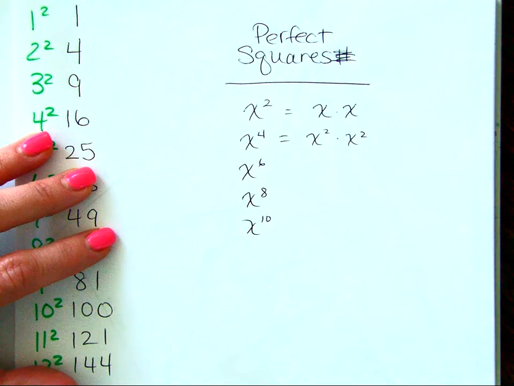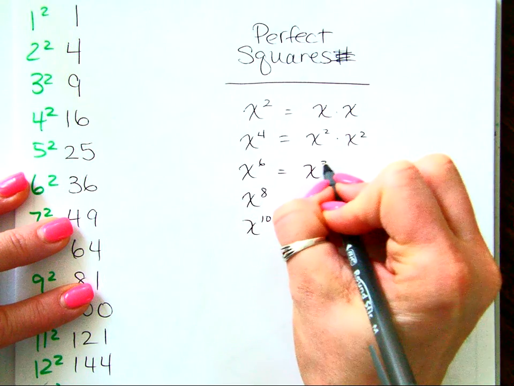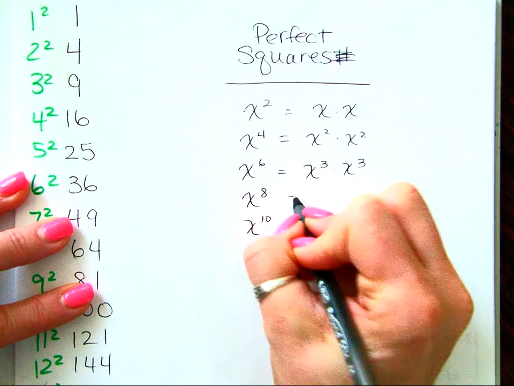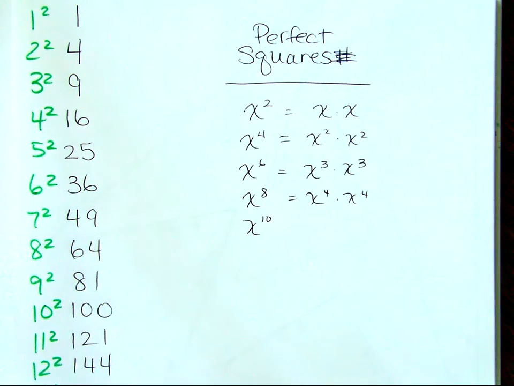Right? And what did I get by to multiply x to the 6th? X to the 3rd times x to the 3rd. And x to the 4th times x to the 4th. So only even powers are perfect squares.